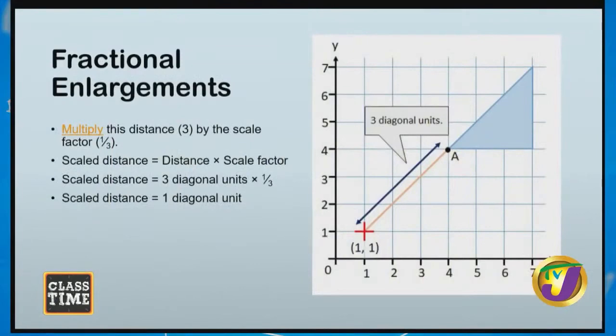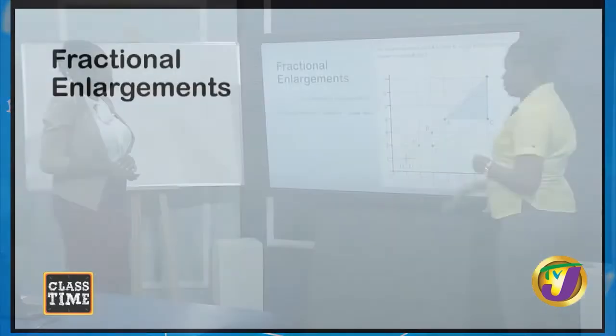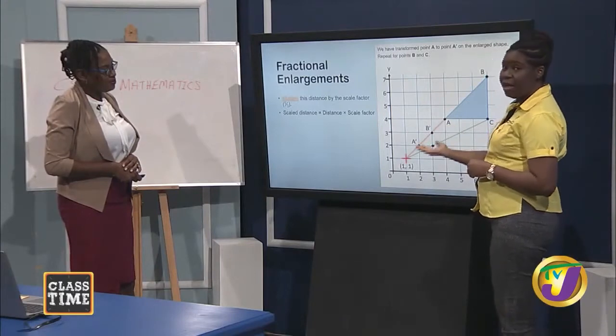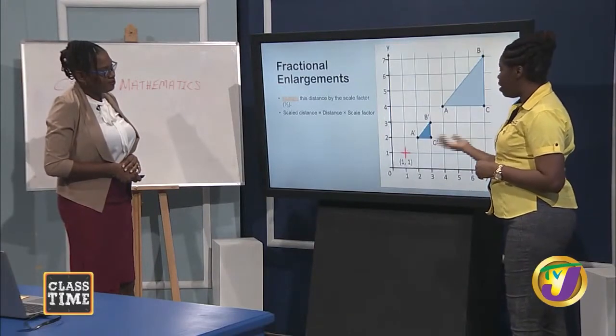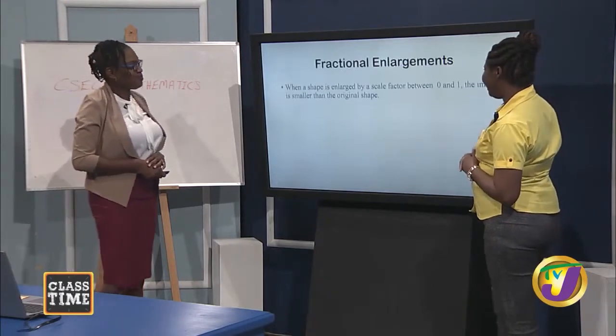And we're going to repeat this for all the other points. And notice these are positive, so it means that the object and the image would fall on the same side of the center of enlargement. All right? Going a little bit too fast.